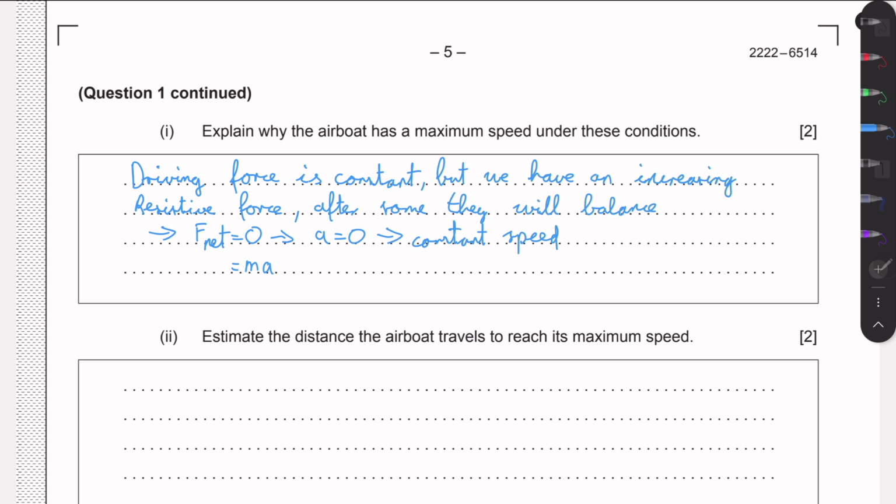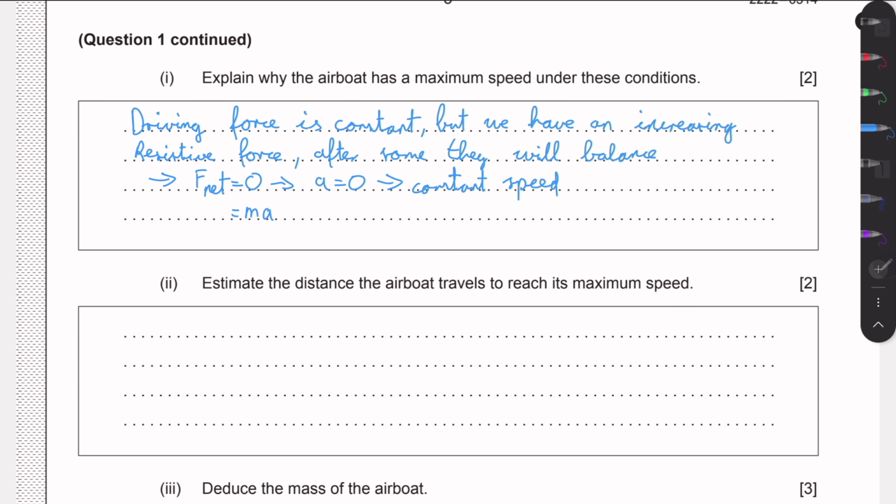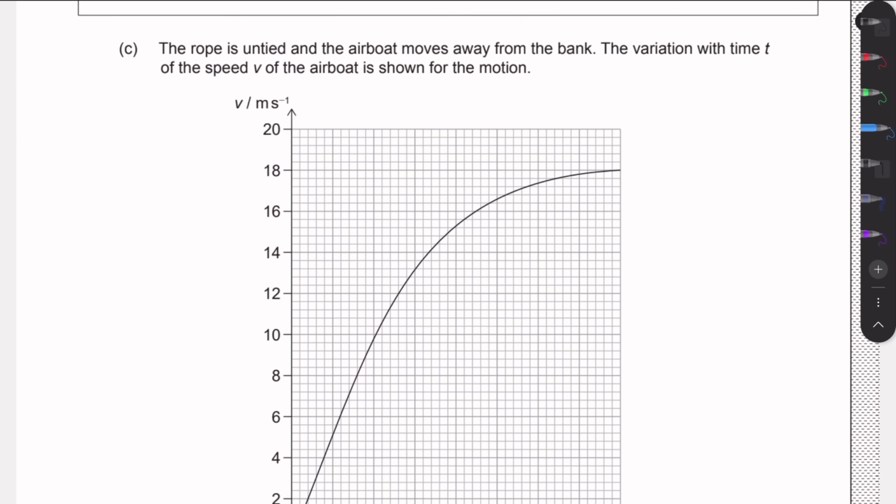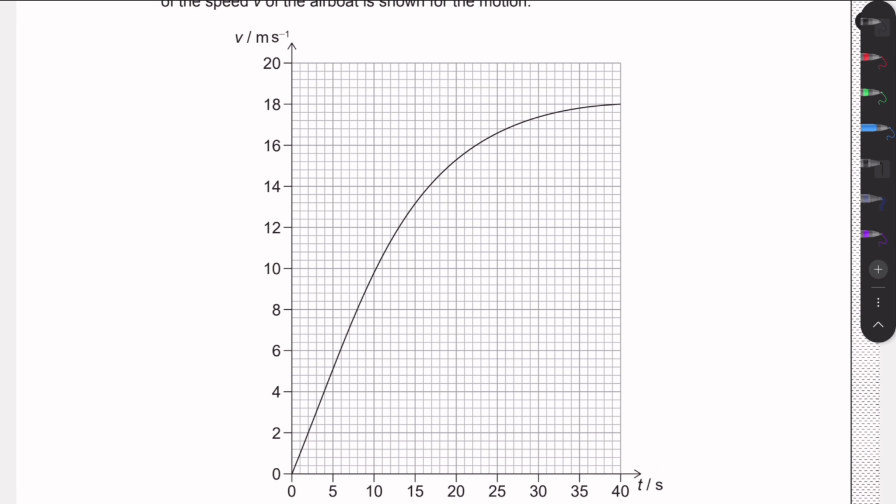Like this. And then we need to estimate the distance that the airboat travels to reach its maximum speed. Well, here we need to remember that when we have a velocity-time graph, the area underneath the graph will represent distance traveled, or the displacement here is the same thing.